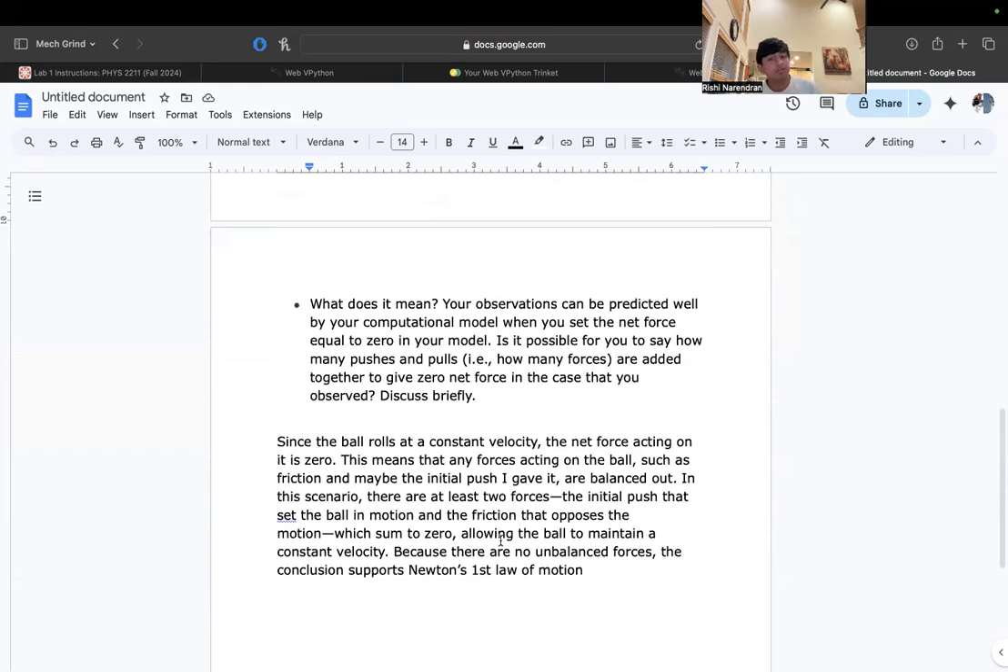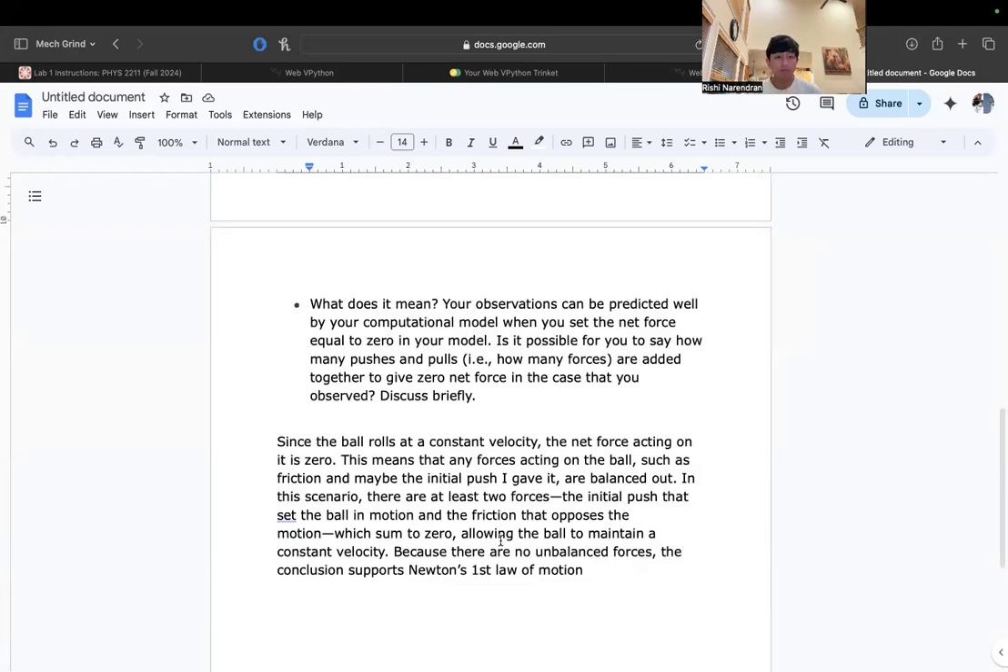The second question asks, your observations can be predicted well by your computational model when you set the net force equal to zero in your model. Is it possible for you to say how many pushes and pulls, i.e. how many forces are added together to give zero net force in the case that you observed? First, I want to say that with any experiment, there are unknowns and there are some sort of confounds, but I want to state that we can quantify the existence of at least two forces, and I'm going to talk about this in the paragraph.